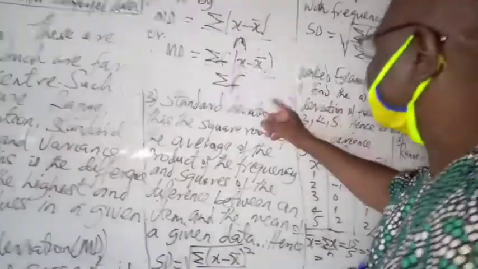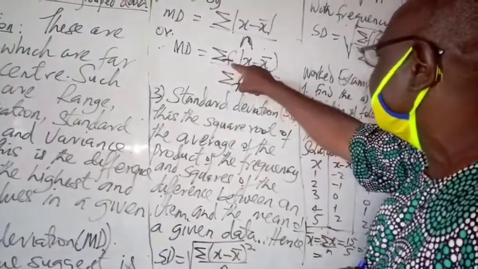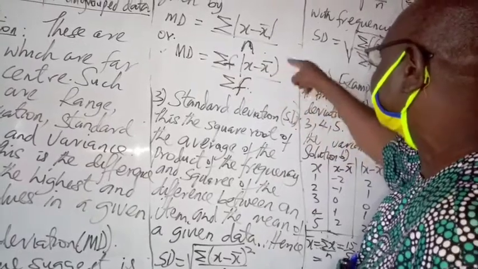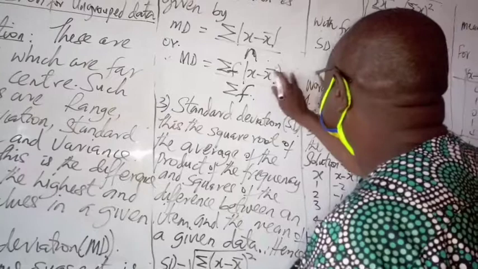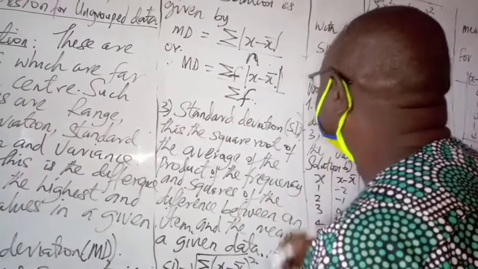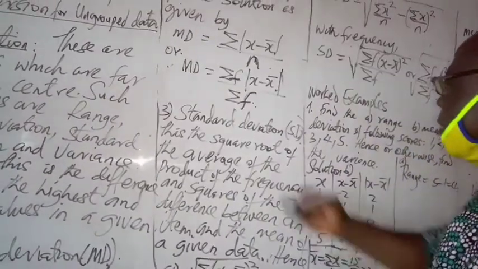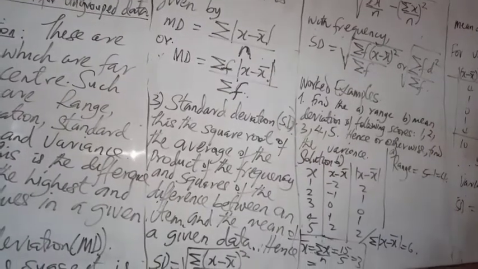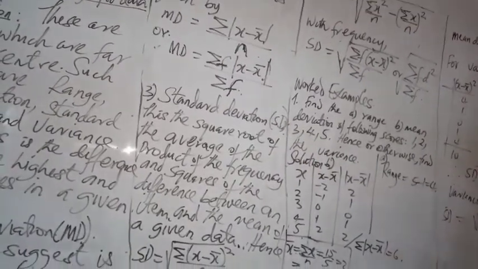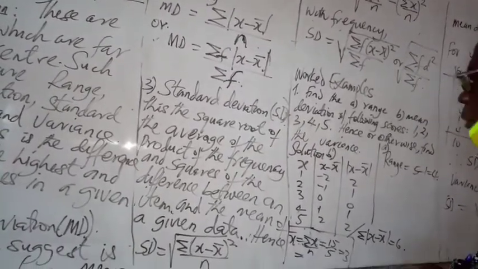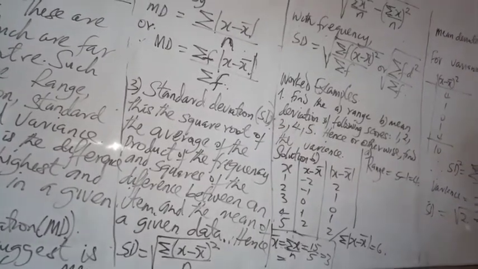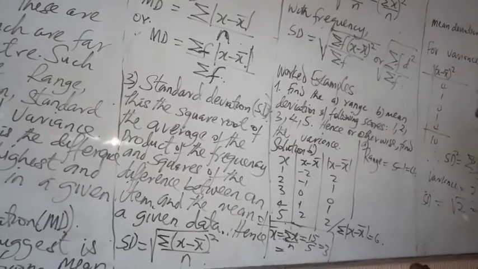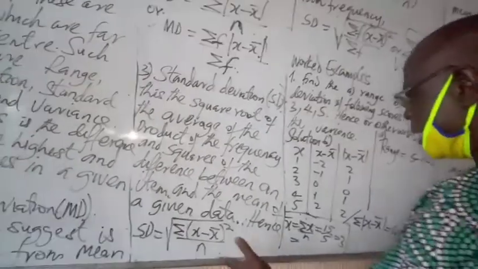Or with frequency, you find the summation of the frequency times that absolute value. This is absolute value. Remember, it's not the bracket. This is absolute value, divided by the sum of f. And the last one is the standard deviation, which, as the name implies, is the square root of the average of the product of the frequency and the square of the difference between an item and the mean of a given data, which is explained here.